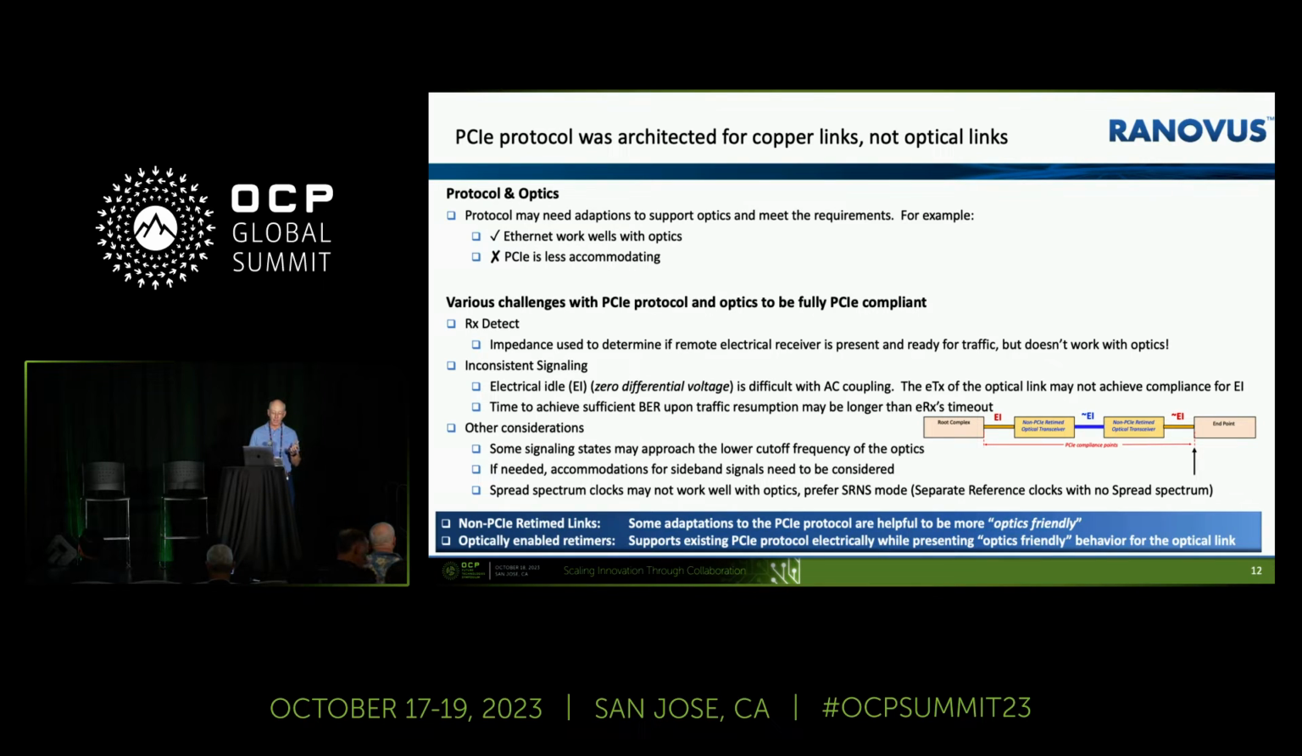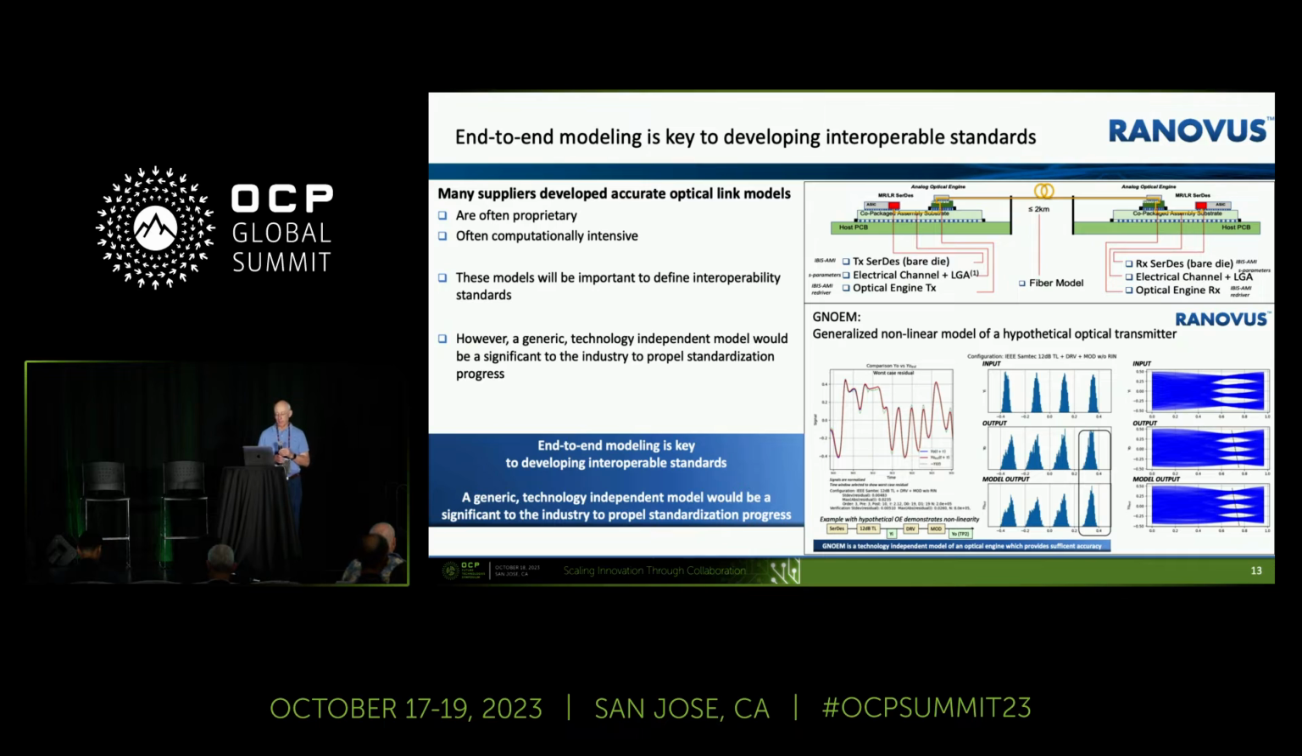So in summary, if you have a non-retimed PCIe link, you're probably going to need some adaptations to the protocol to actually make this work well, especially across a multi-vendor environment. And if you use an optical-enabled retimer, at least you can compartmentalize that so that the root complex and endpoint don't need to know there's optics in the middle. Optical-enabled retimers in the middle of the link can basically hide the fact that there's optics there, and then it becomes interoperable across many implementations.